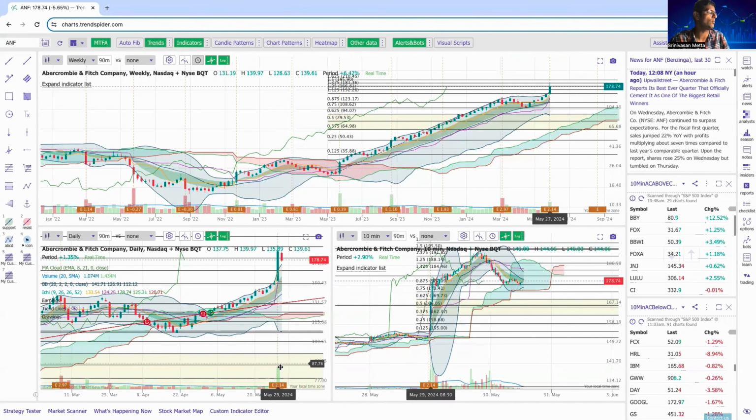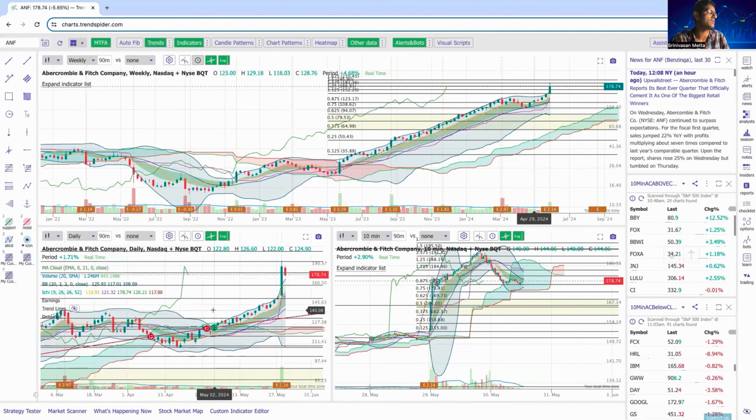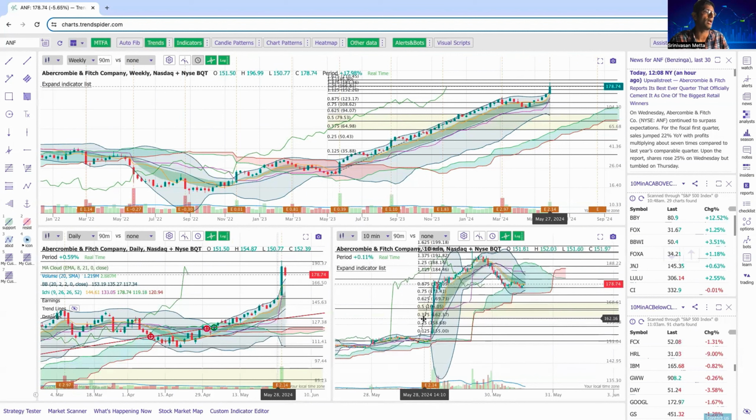And then I looked into my daily charts to see if there is any resistance. Not really, because it was at an all-time high. So that's a very good A plus setup because it was an all-time high. And then I went into my 10-minute chart. The 10-minute chart is where I look at where I can enter.